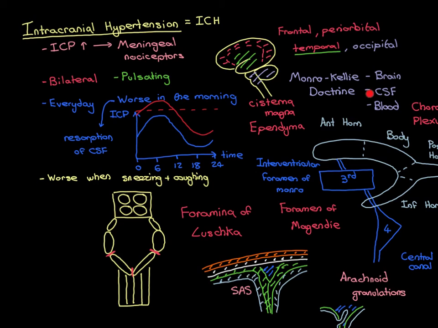So the Monro-Kellie doctrine comes in here. If we increase the blood in the brain, even if it's just temporarily, that's now going to increase intracranial pressure, and when intracranial pressure goes up further, that's going to activate more meningeal nociceptors and therefore result in a worse headache. So that's the reason that the headache is made worse when you sneeze or cough, because you are increasing the amount of blood in the cranial cavity and therefore making the intracranial pressure even higher.